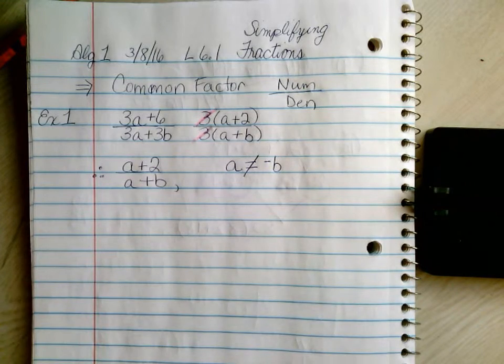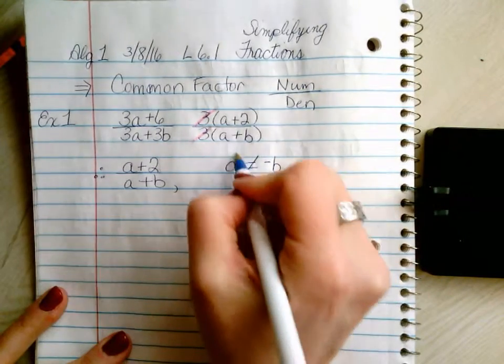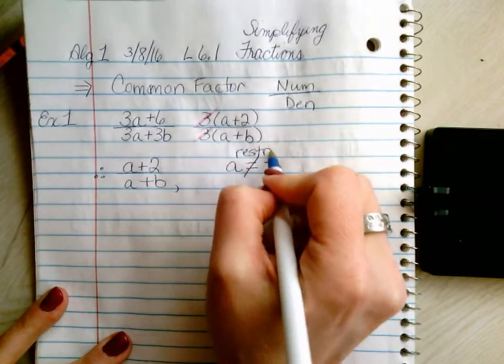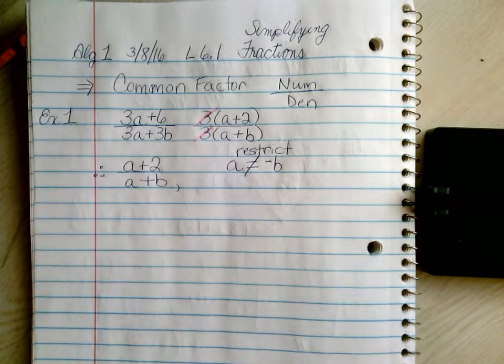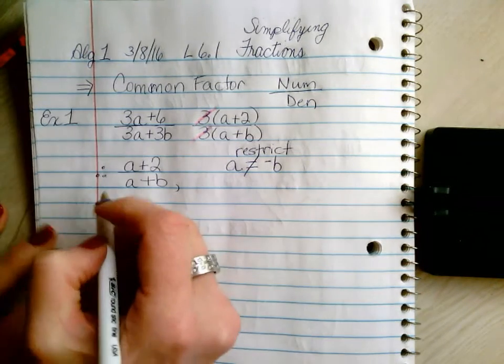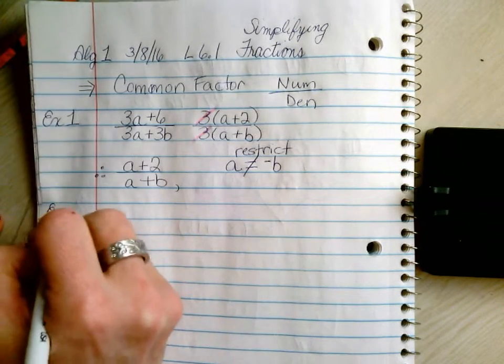Let's call this an exclusion or a restriction, okay? We restrict the fact that a is equal to negative b, okay? That's a restriction on the variable. It's going to ask for restrictions throughout this chapter. That is what it means. And remember, restrictions on a denominator is any scenario that creates a 0.